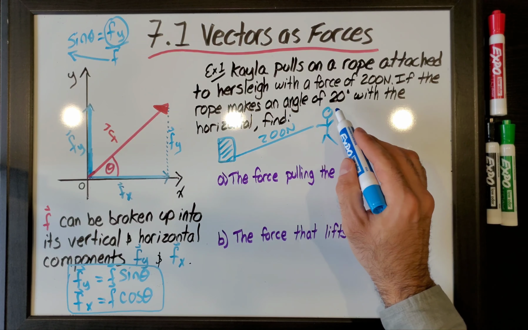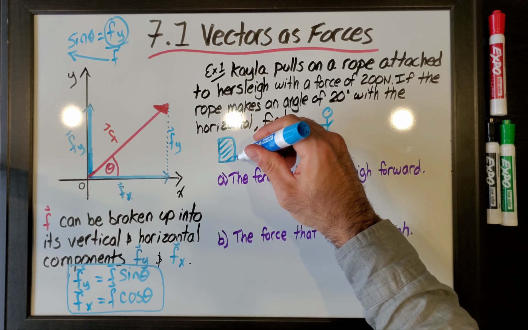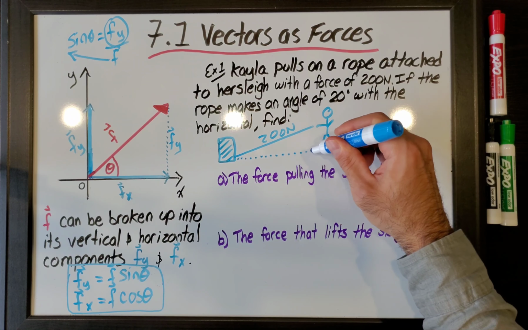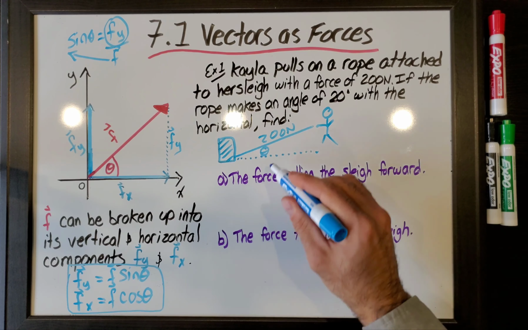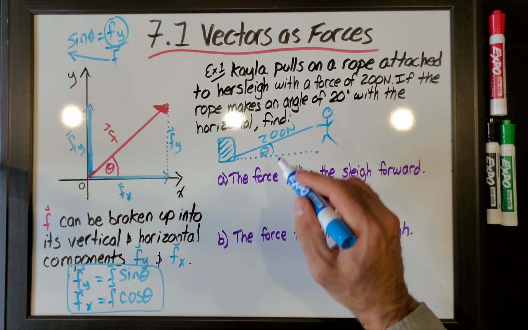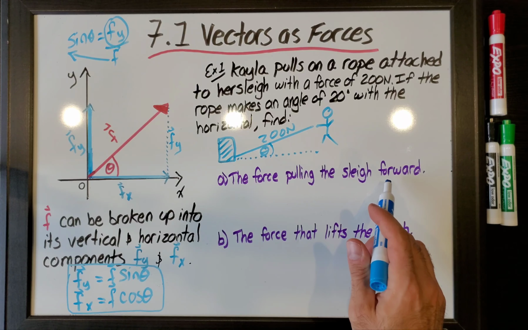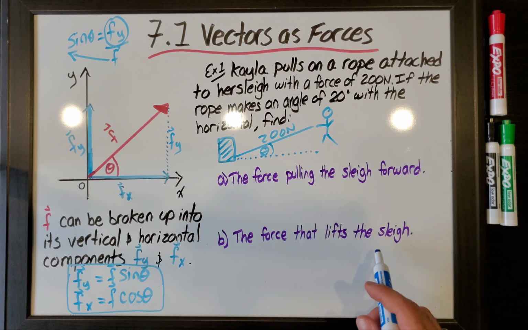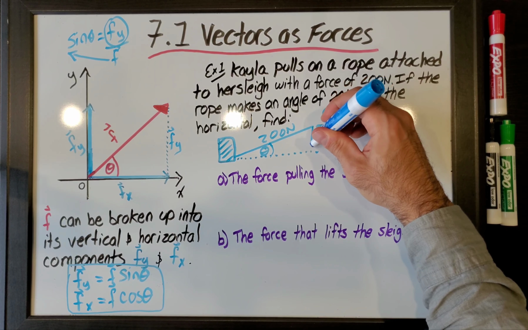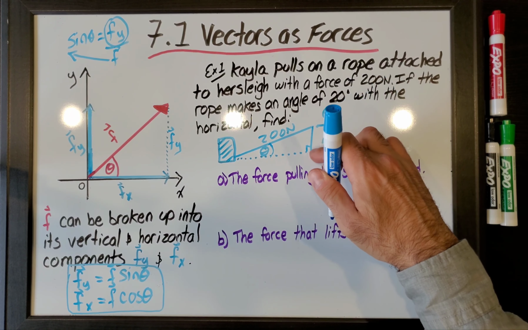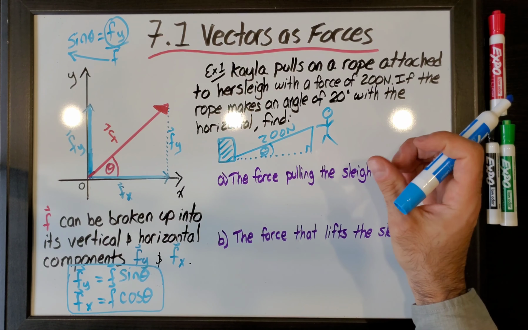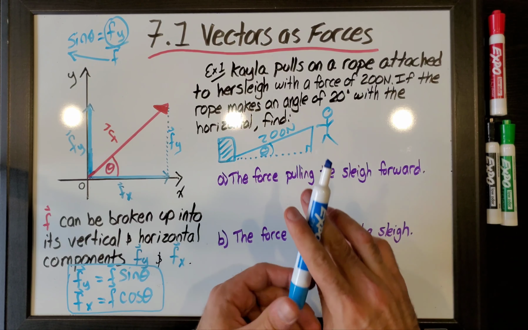If the rope makes an angle of 20 degrees with the horizontal, so anytime you see horizontal, just maybe do a little dotted line because that's the angle in question right there. We want to find the force pulling the sleigh forward, and we want to find the force that lifts the sleigh. So what we want to do is break this up into its components. Now this is a right angle, right? Because horizontal and vertical make a right angle with each other. They're perpendicular.